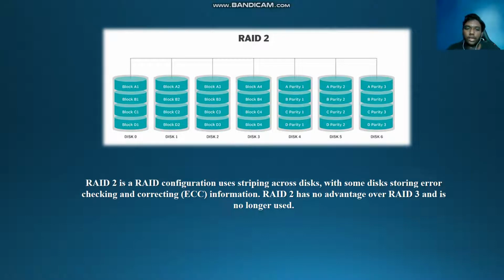RAID 2. RAID 2 is a RAID configuration used for striping across disks, with some disks storing error checking and correcting ECC information. RAID 2 has no advantage over RAID 3 and is no longer used.